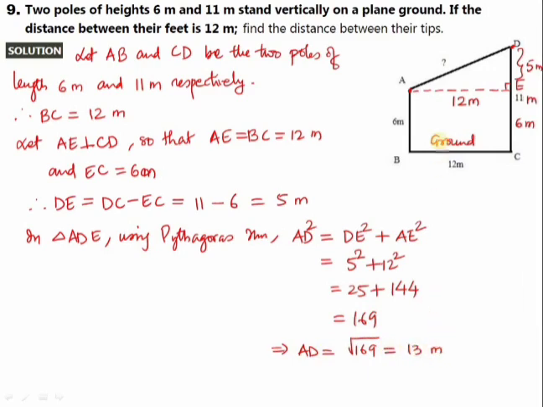So that means this distance you see with the question mark, this is how much? 13 meter. So at last you can write the distance between the tips. Therefore, the distance between their tips is exactly 13 meter. Okay, so you may pause the video and note down your solution.